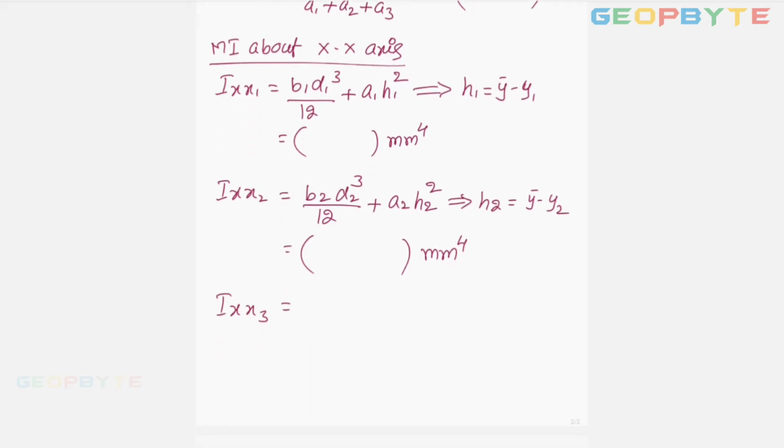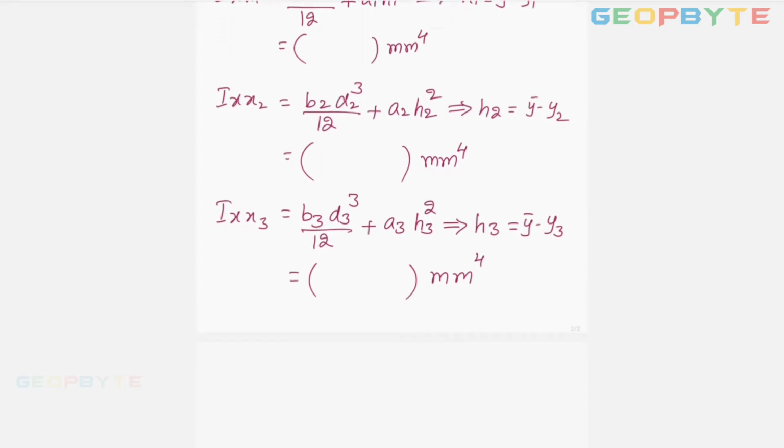Ixx3 equal to b3 d3 cube by 12 plus a3 h3 square. Here h3 equal to y bar minus y3. Find the Ixx3 also in mm power 4.